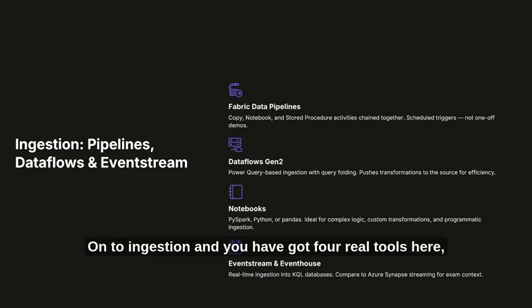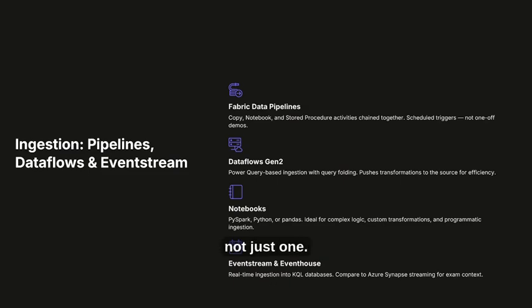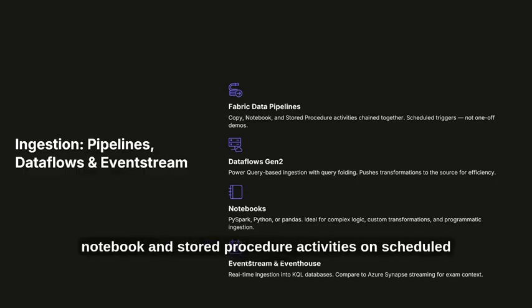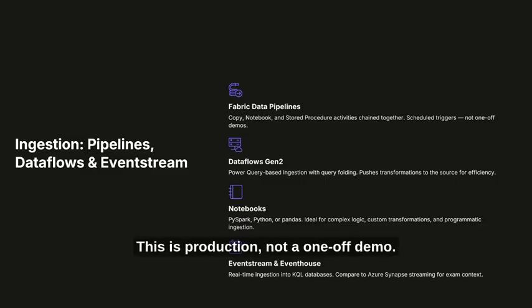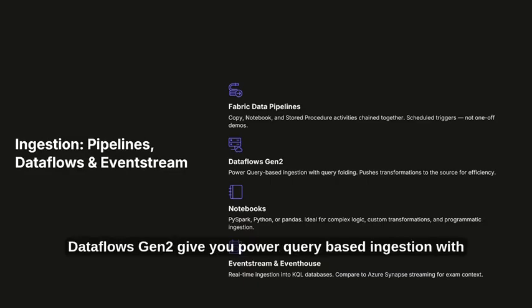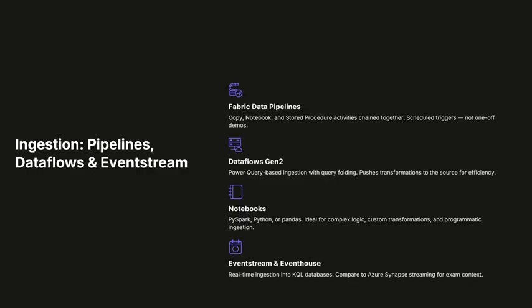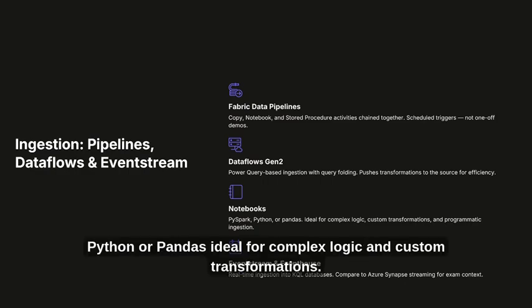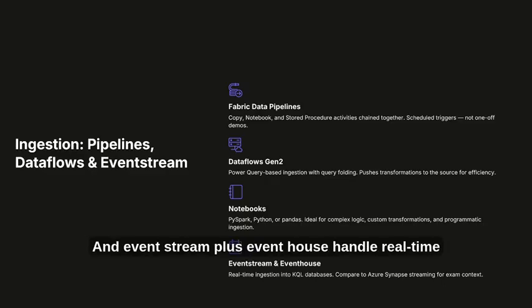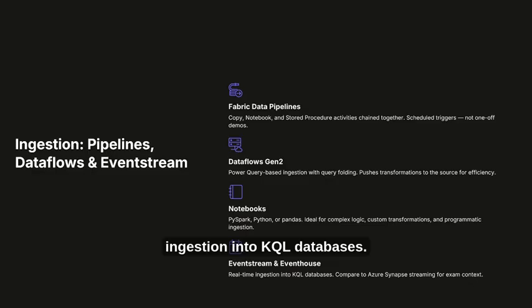On to ingestion, and you have got 4 real tools here, not just one. Fabric data pipelines chain together copy, notebook, and stored procedure activities on scheduled triggers. This is production, not a one-off demo. Dataflows Gen2 give you Power Query based ingestion with query folding, pushing transformations back to the source for efficiency. Notebooks give you PySpark, Python, or Pandas, ideal for complex logic and custom transformations. And Eventstream plus Eventhouse handle real-time ingestion into KQL databases.